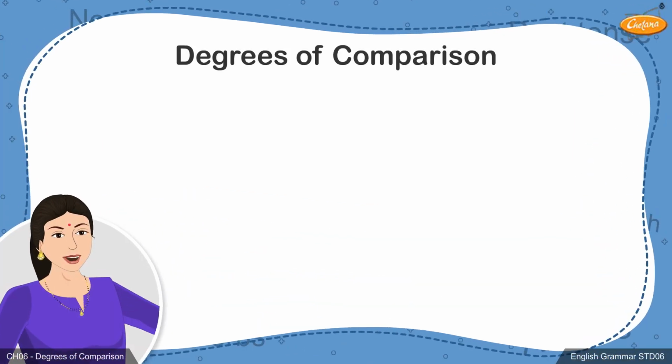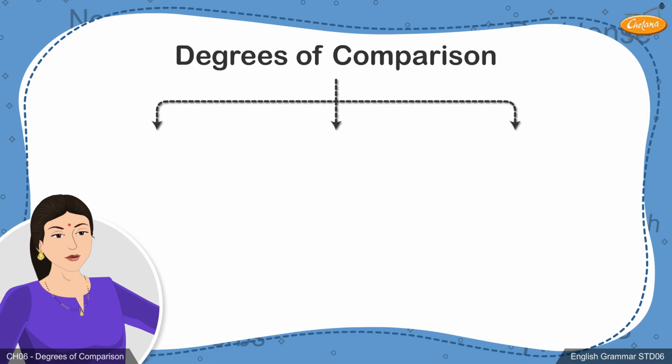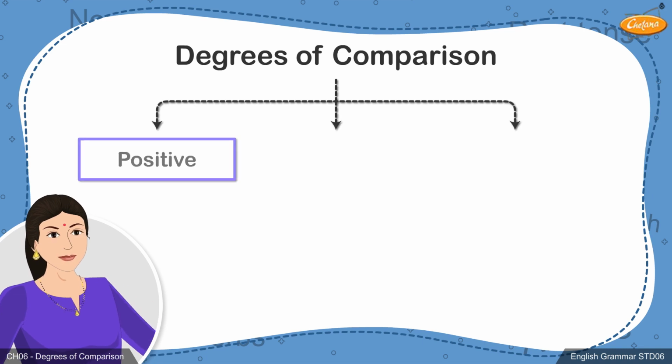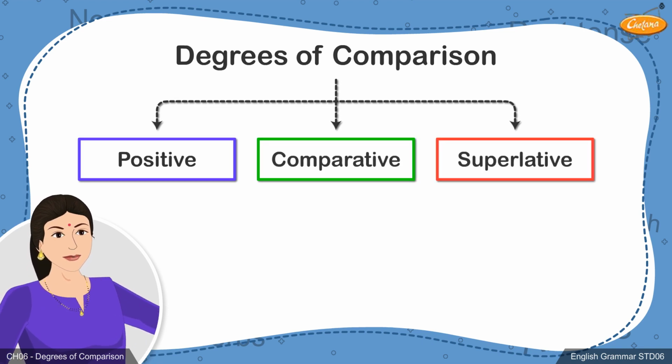Today, you will be learning about how these comparisons can be made in different degrees. There are mainly 3 degrees of comparison, namely positive, comparative, superlative. Let's have a look at each of these degrees separately.